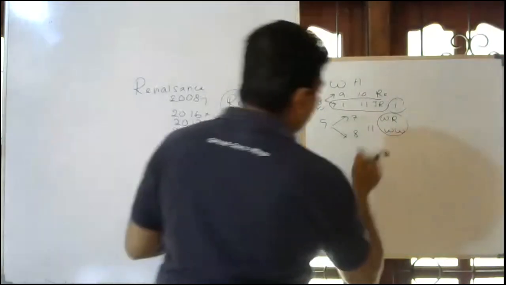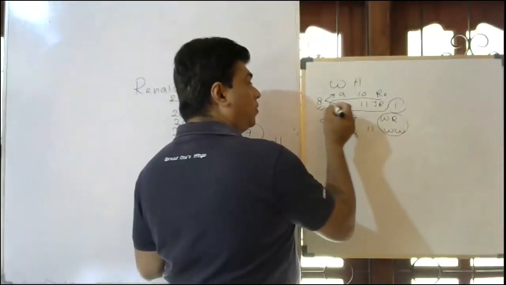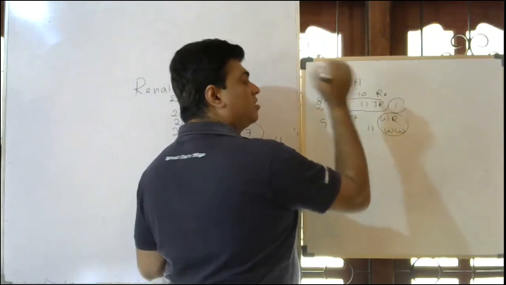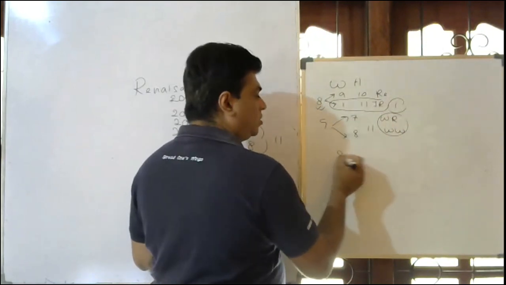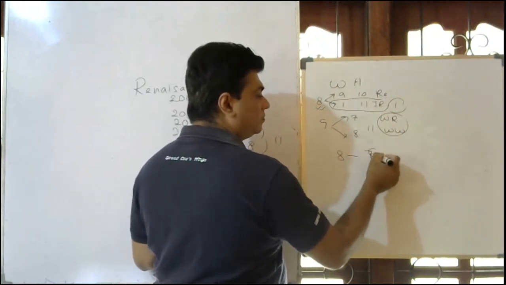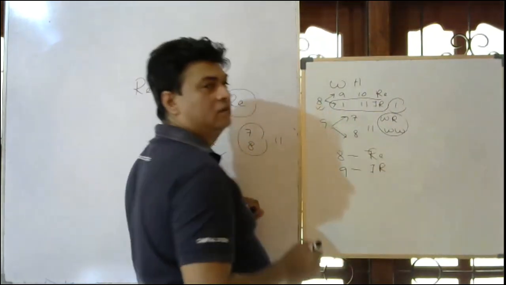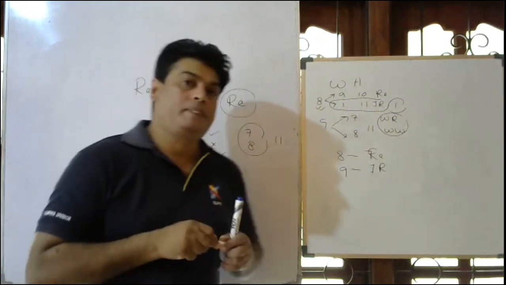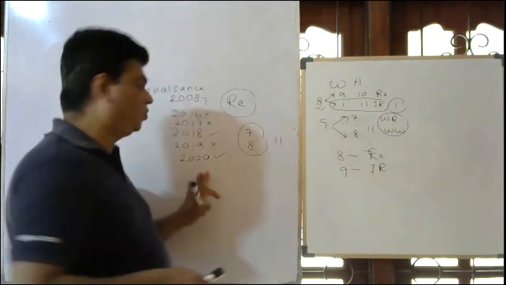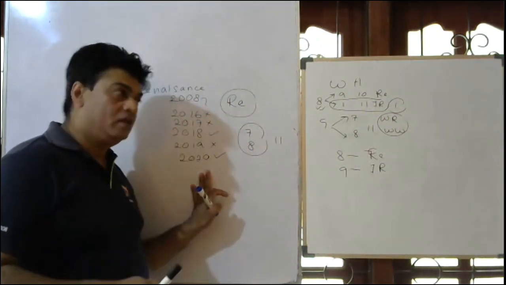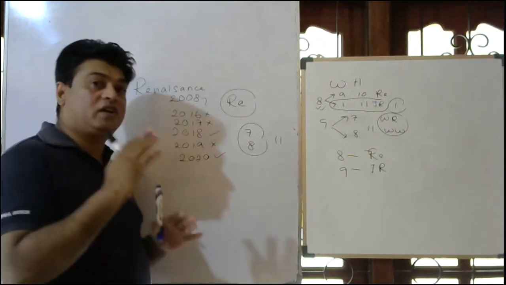Instead, they gave a question from the Industrial Revolution as well as the Renaissance. So the eighth question was from the Renaissance, and the ninth question was from the Industrial Revolution last year. Last year they gave it in that way. That's why in 2020 the Renaissance came. So I have taken the Renaissance first.